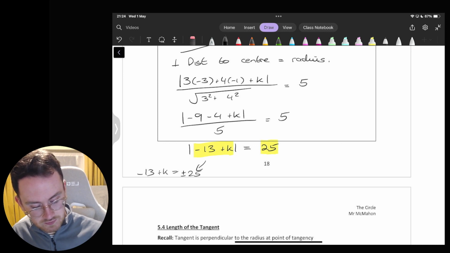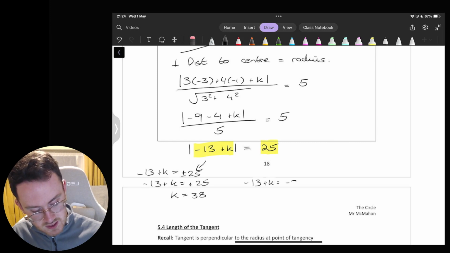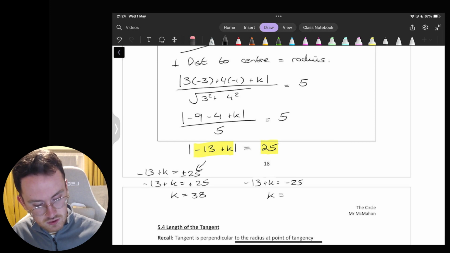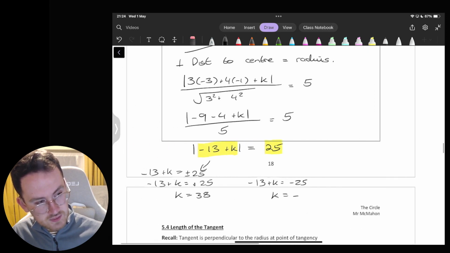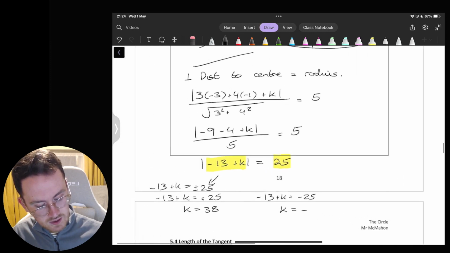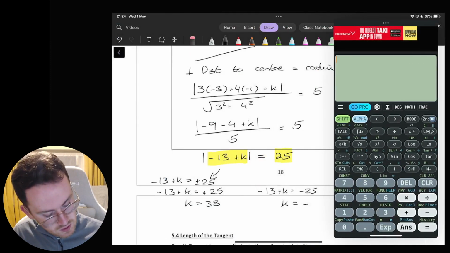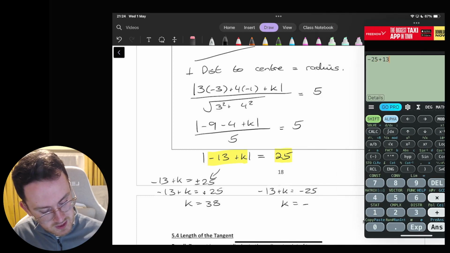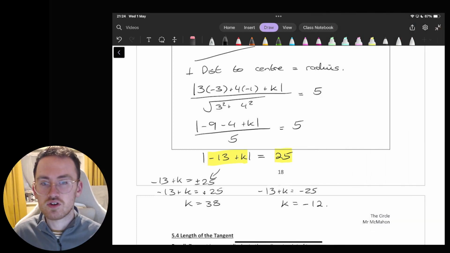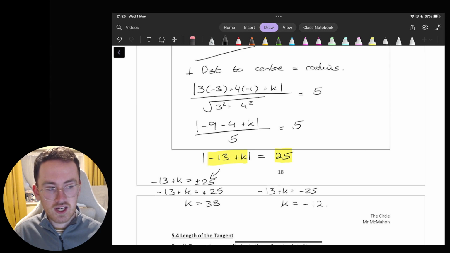minus 25. So minus 13 plus k being equal to plus 25 means that k is equal to 38, and minus 13 plus k equals minus 25 means that k is equal to minus 12. So minus 25 plus 13 is going to give me an answer of minus 12 as my overall result there for that question. So it saves a little bit of trouble in having to work out those values to some extent. It just makes things a little bit easier for us in solving that question.